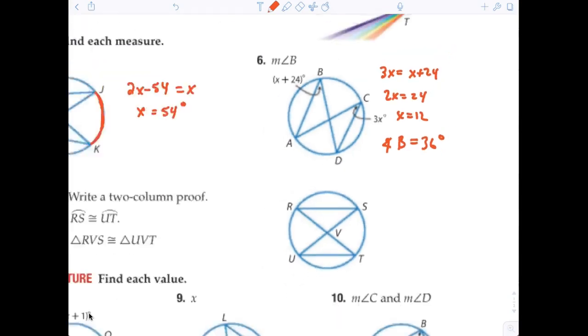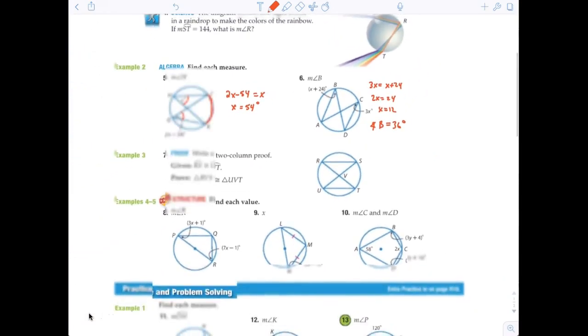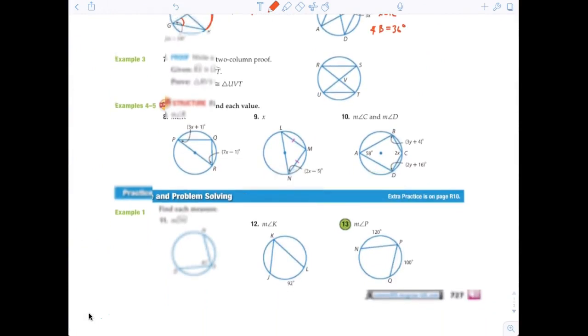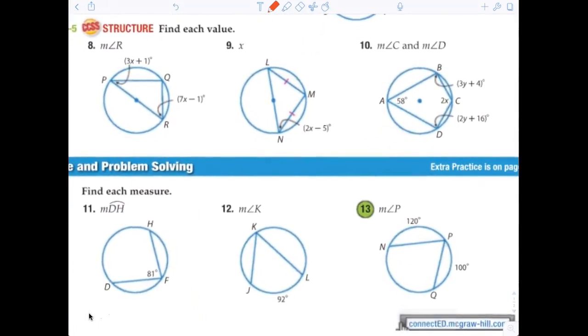All right, moving forward. I don't think I asked you to do the proof. So 8, 9, and 10. Let's see what's going on here.